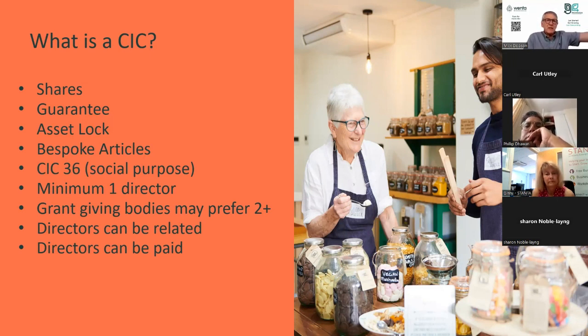Other things to do with the CIC: minimum of 1 director, single person company can be formed, whether it be limited by shares or limited by guarantee. Single person company, however, almost certainly grant giving bodies will prefer more than 2. I've heard that 3 as a minimum is the sort of number that the really big players in the game, like the National Lottery, prefer to see, for the same reason as they prefer a company limited by guarantee to one limited by shares. They feel that you're more likely to have a genuine social purpose and not to run off with the money, which is my cynical view of why they do it.